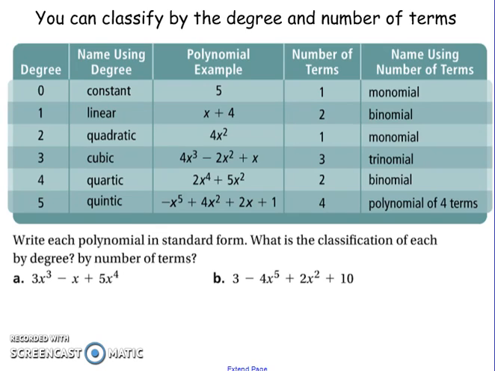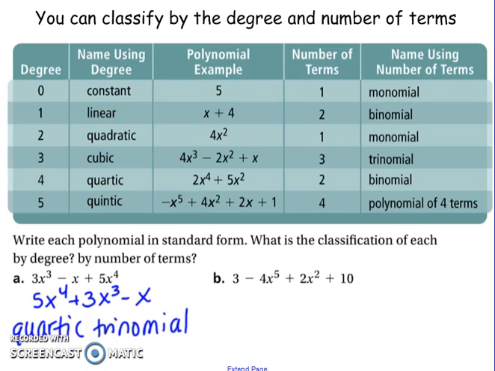So we're going to write each polynomial in standard form. It's very important that you write it in standard form first. If anything can be combined together, it's going to change your classification. And then we're going to classify by degree and number of terms. So in the first example, first we put it in standard form. So we're going to have 5x to the 4th plus 3x cubed minus x. And the highest degree is a 4. So the degree always goes first. So since the degree is a 4, this is called a quartic. And since there's 3 terms, it's a trinomial. So this is a quartic trinomial.